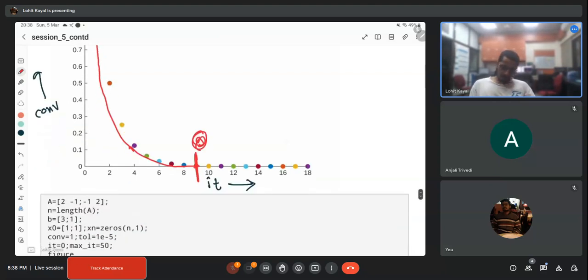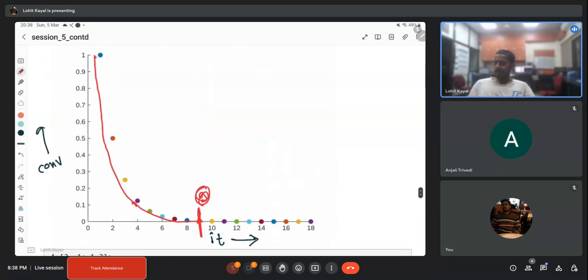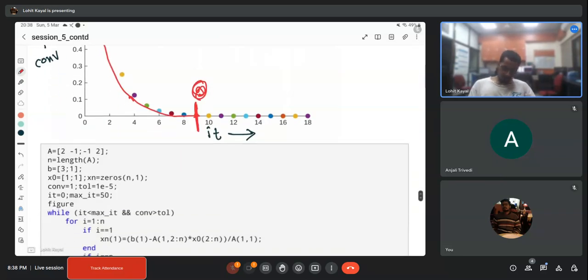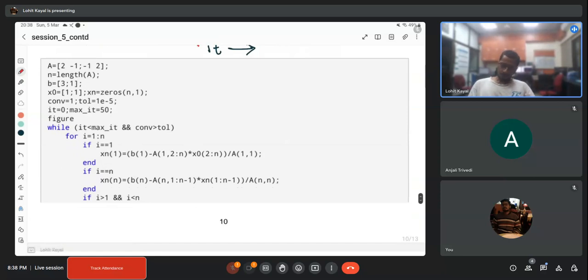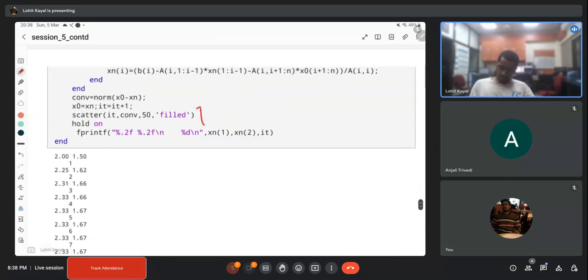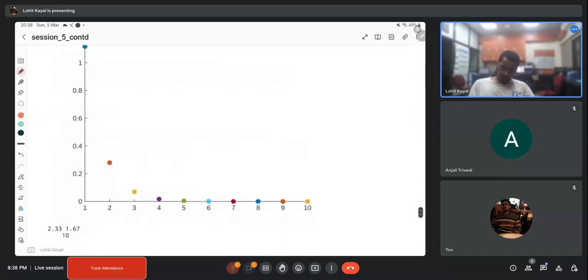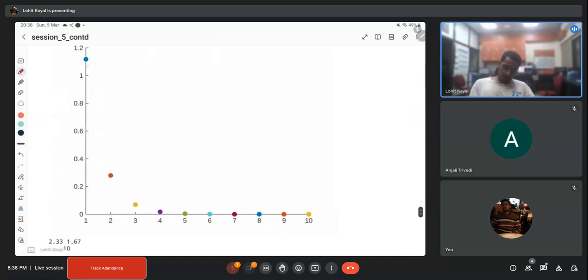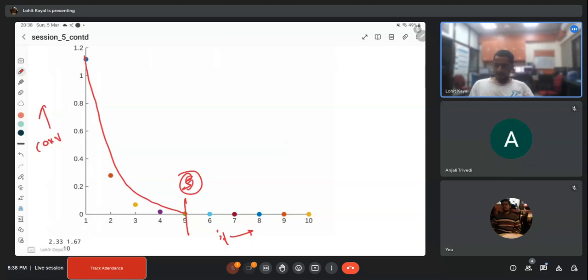Now I have tested the same thing for the Gauss-Seidel technique. I will not go over the code again. Same code, only this is a 2 cross 2 matrix. Exactly the same thing, only the scatter is different. Here you can see, unlike the Jacobi method, the convergence occurs at just 5. Previously it was 9, where the convergence becomes 0. It is it, this is conv. Here it occurs at 5.